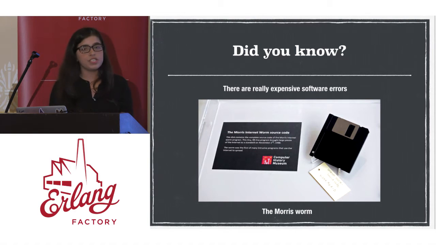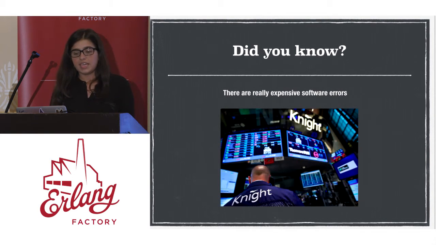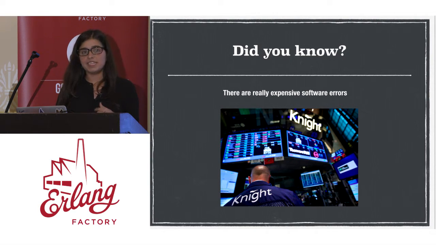Another one, the Morris worm, that was created not to cause damage, but to measure the size of the internet. It infected millions of computers, also leaving millions in losses. And the Knight's error that cost $440 million, and the story tells that it was about an unmaintained code base. This was code that hadn't been used for 8 years.